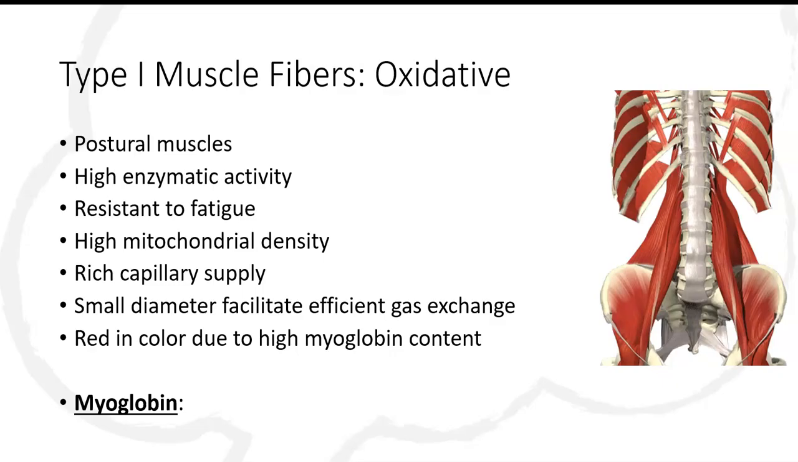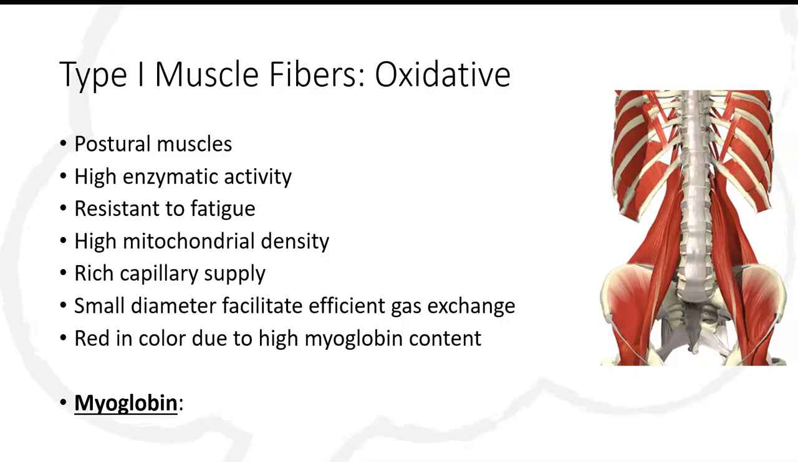Type 1 muscle fibers, again, are our postural muscles. So our gluteal muscles, our lower back muscles, our lumbar muscles, our intercostal muscles. They have high enzymatic activity. They are very resistant to fatigue, right? So that makes sense because you're sitting up against gravity. Your muscles are constantly contracting, working against gravity. Are you exhausted? No, you don't even notice it sometimes because, again, they are very resistant to fatigue using aerobic metabolism. They have high mitochondrial density because that's where aerobic metabolism takes place.